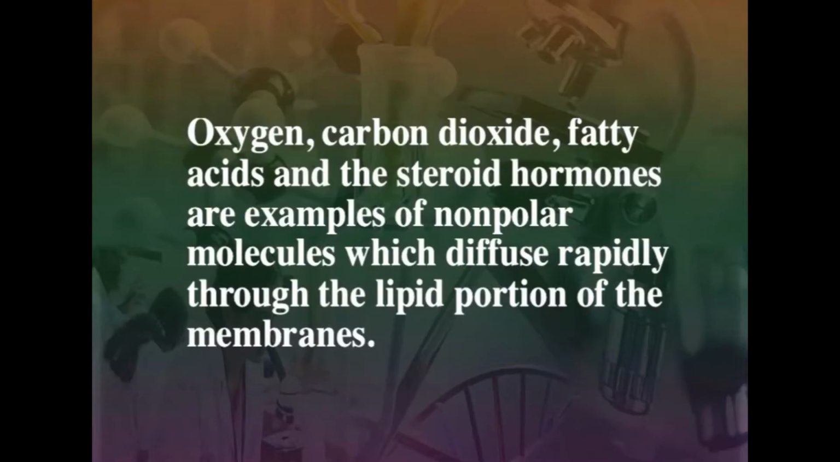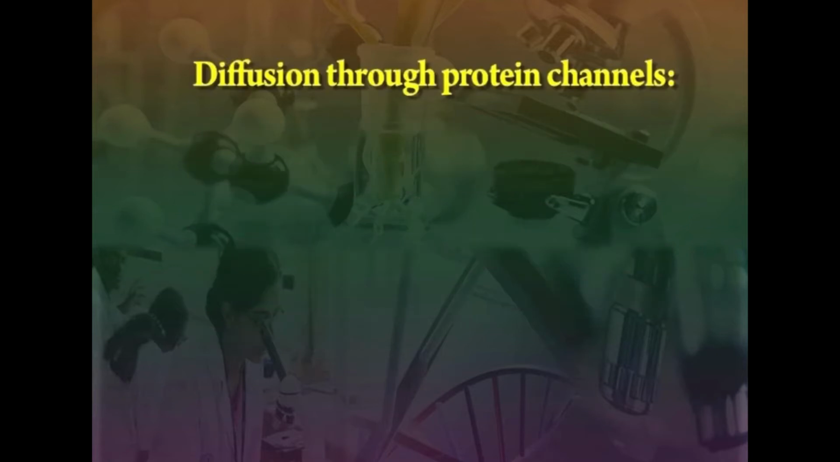We have discussed the lipid bilayer. Nonpolar molecules rapidly cross the membranes by directly diffusing through the lipid bilayer. The more lipid soluble the substance is, the greater will be the number of molecules dissolved in the membrane lipids and the higher is its concentration within the membrane. Oxygen, carbon dioxide, fatty acids and the steroid hormones are examples of nonpolar molecules which diffuse rapidly through the lipid portion of the membranes. Diffusion can also occur through protein channels.